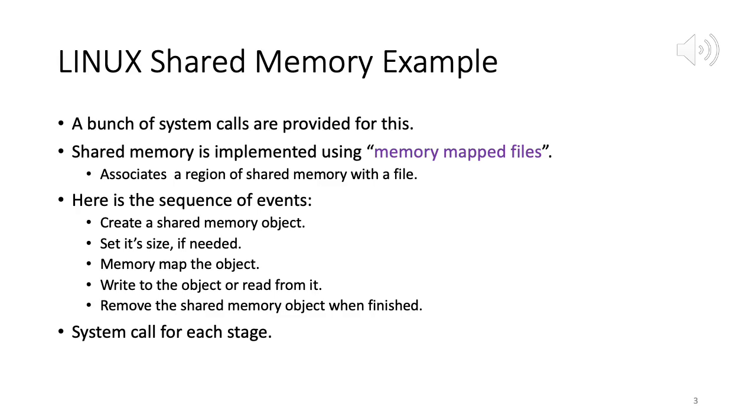As you can guess, there is a system call for each and every one of these stages. We first create a shared memory object, then we set its size if needed. If we don't need it, we go with the default size. There is a system call for that as well. Then we memory map the object, with mmap. Then we write to the object or read from it, and then we remove the shared memory object when we are done with the reads and writes. There is a system call for each one of these stages.